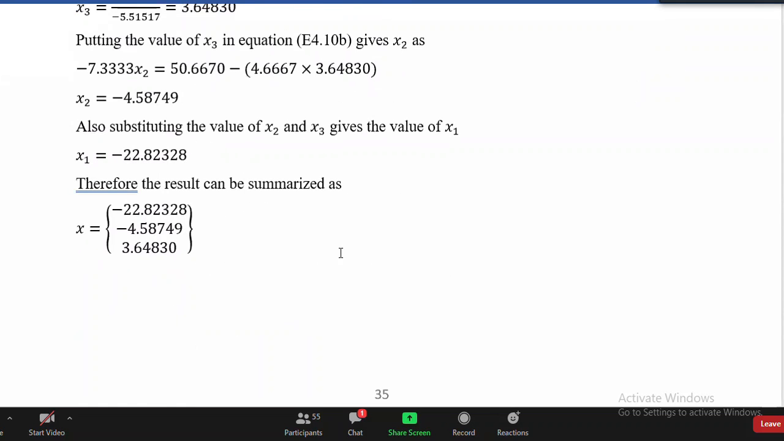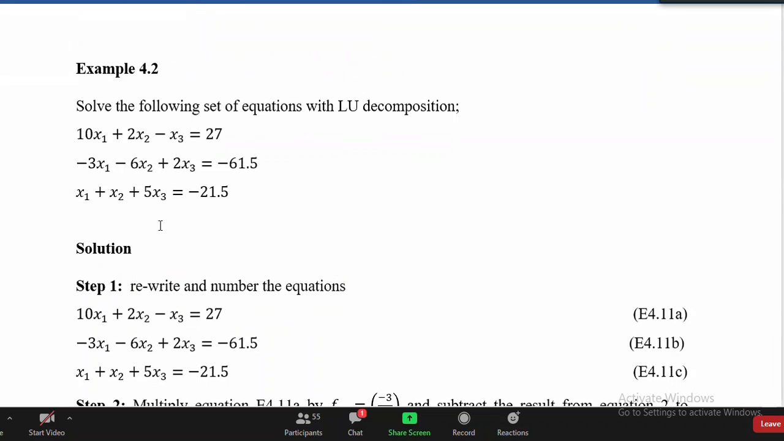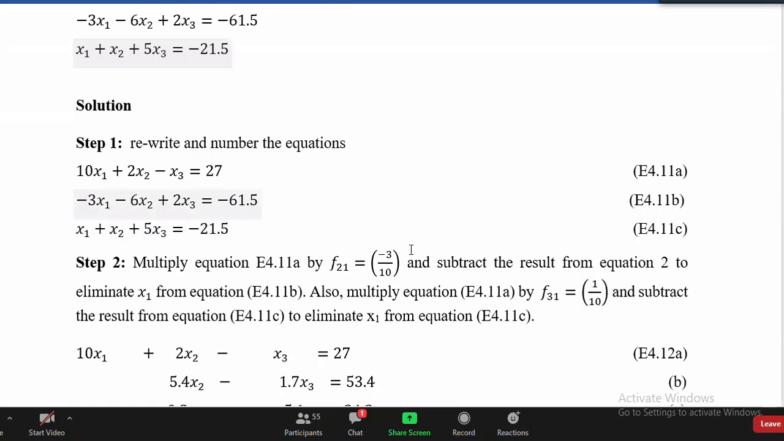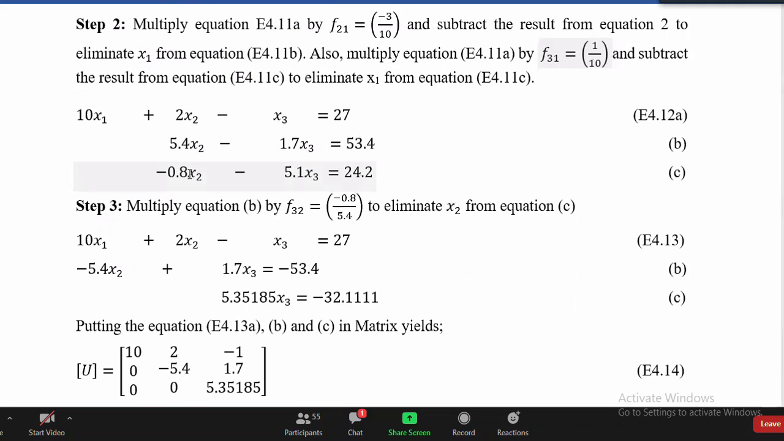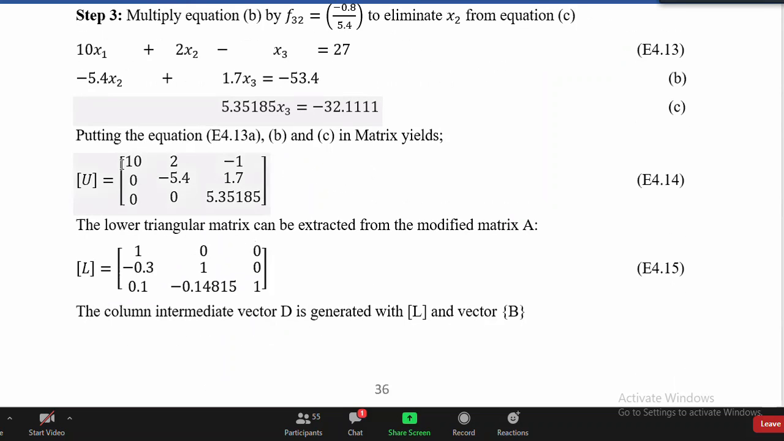That is just a little summary. This is the one that we did last time. We proved it using the same method, right? Minus 3 over 10, minus 1 over 10 for F31. Then we have A32 prime over A22 prime. We were able to eliminate x2 in the third equation, so this is what we have. And this is the upper matrix, this is the lower matrix.